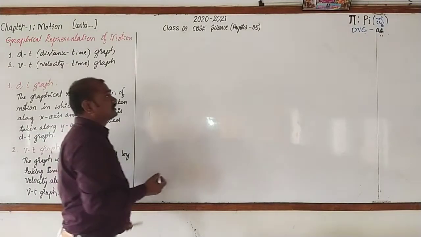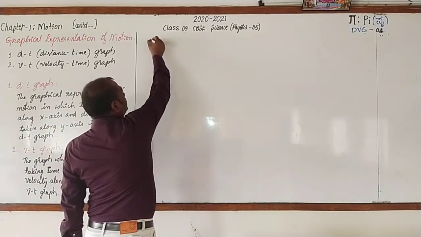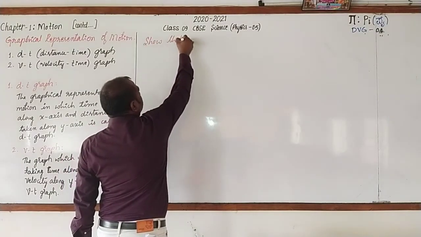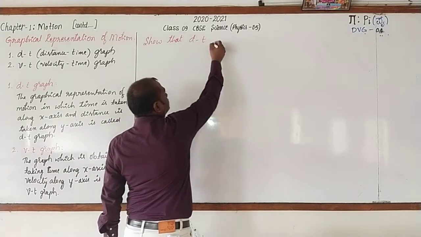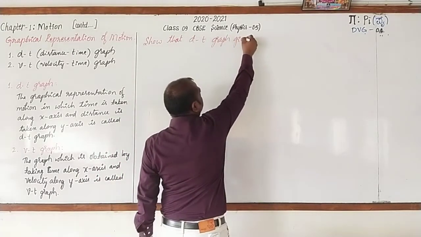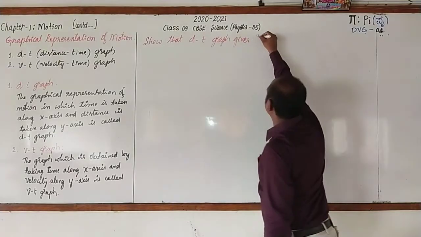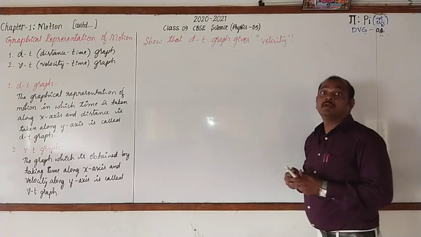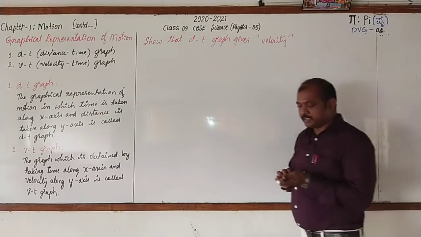Now, if it is so, you have to get the velocity from the distance-time graph. Now, it can be asked in the examination. I'll write it in the form of a question like this: Show that the d-t graph, the distance-time graph, gives, what does it give? Yes, it is velocity. Then how? Now, let me explain it.